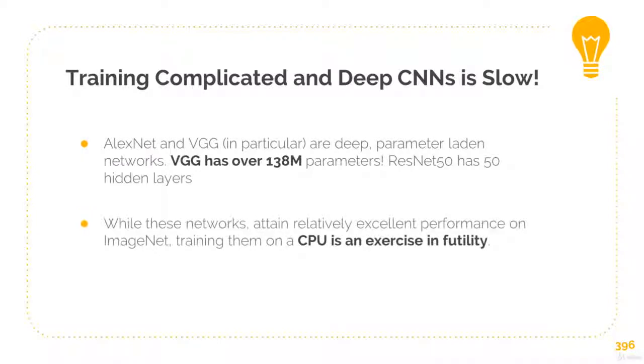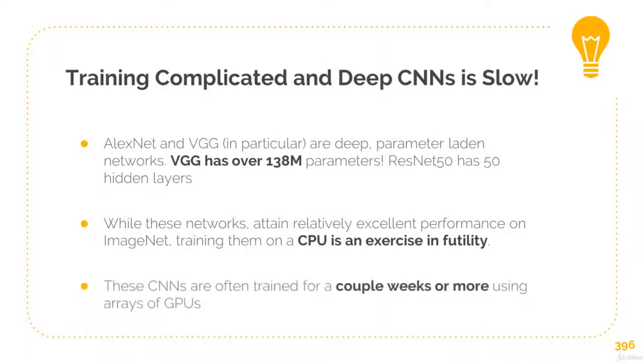While these networks attain relatively excellent performance on ImageNet, training them on a CPU is definitely not recommended. You are not going to get anywhere close to good results, even training for a month on a CPU. So these CNNs are often trained for a couple of weeks or more using arrays of GPUs. That's to tell you how complicated it is and how long it takes to get good results on ImageNet.